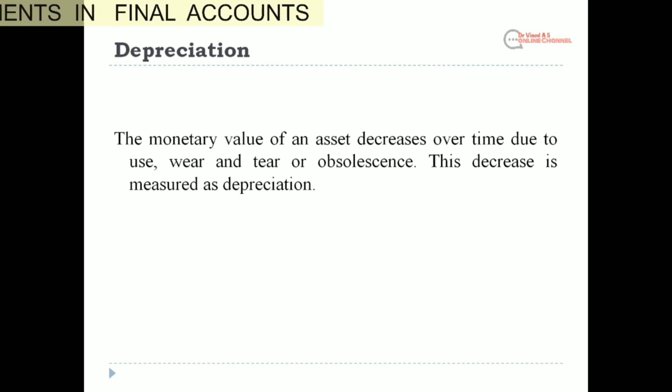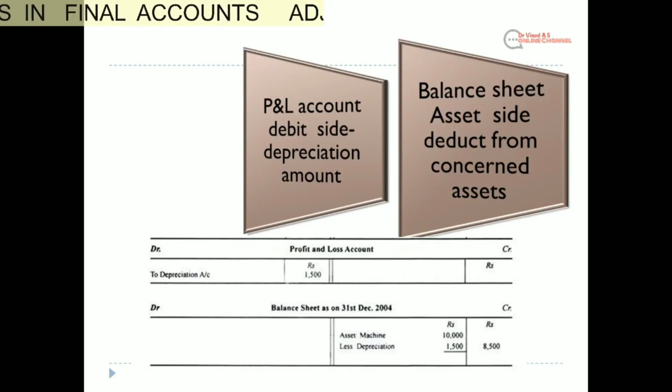Let us see the next adjustment, depreciation. The monetary value of an asset decreases over time due to use, wear and tear, passage of time, obsolescence, etc. This decrease is measured as depreciation. It is a process of diminishing the value of an asset because of any of the above said reasons. So if there is a situation of depreciation, that amount of depreciation should be shown on the debit side of your profit and loss account, and it will be deducted on the asset side from the concerned asset. That is, total value of asset minus the amount of depreciation charged during that particular time period.